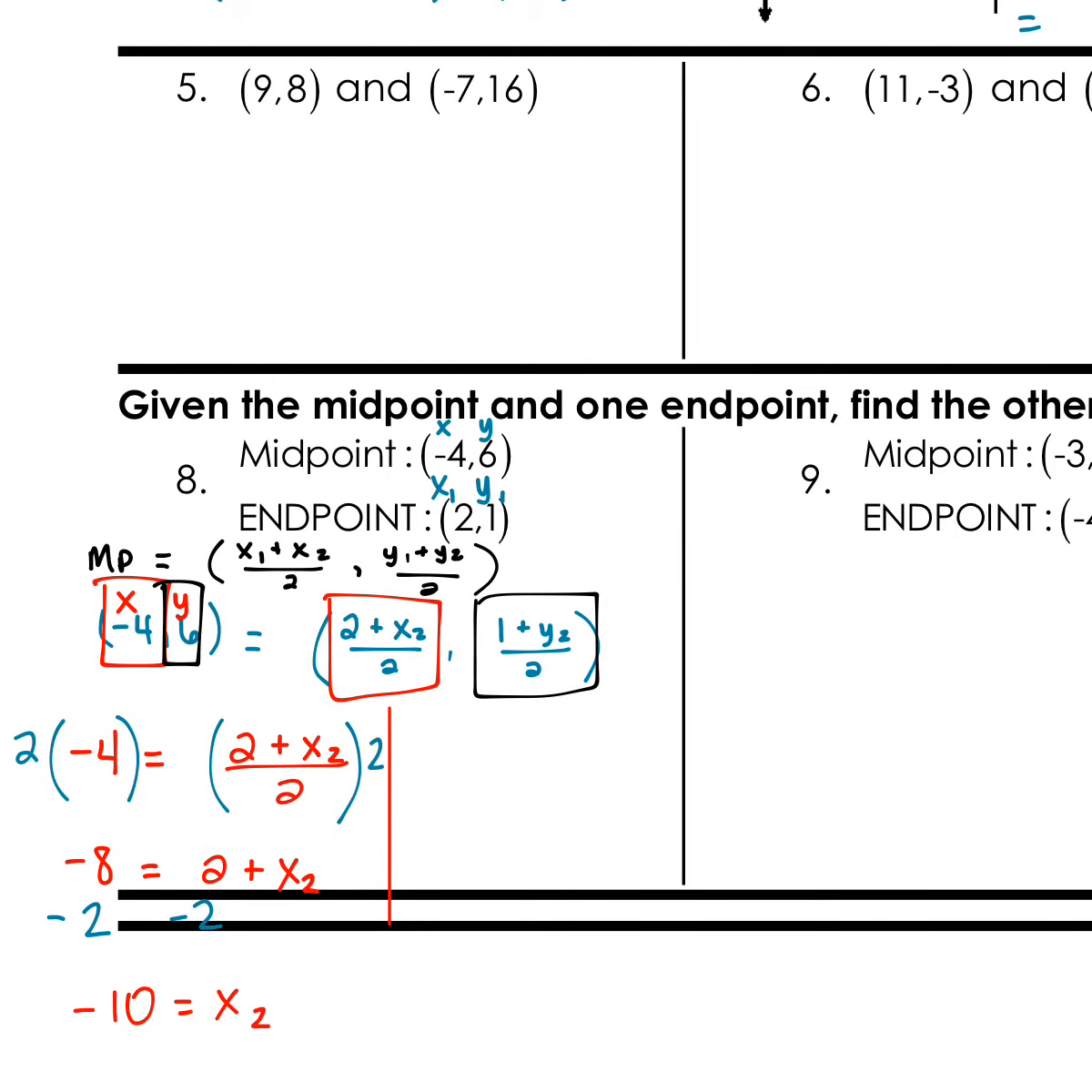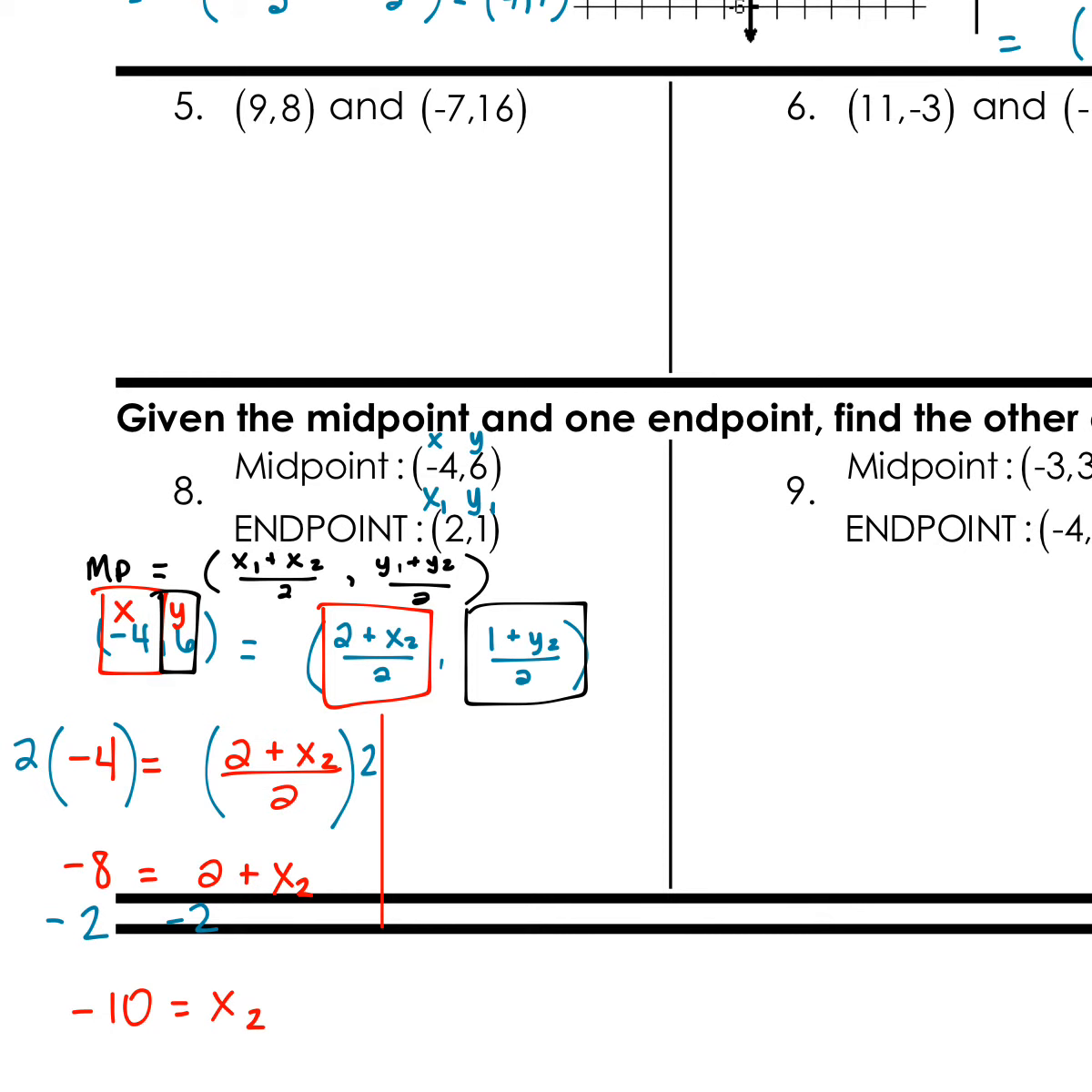And we're going to do the same thing on the right. We're going to take all the Y pieces, which was 6 equals 1 plus y2 over 2. And now we're going to solve for Y. So we took our midpoint formula and we just broke it into its X's and we broke it into its Y's. Again, first thing we want to do is clear that 2 from the bottom.